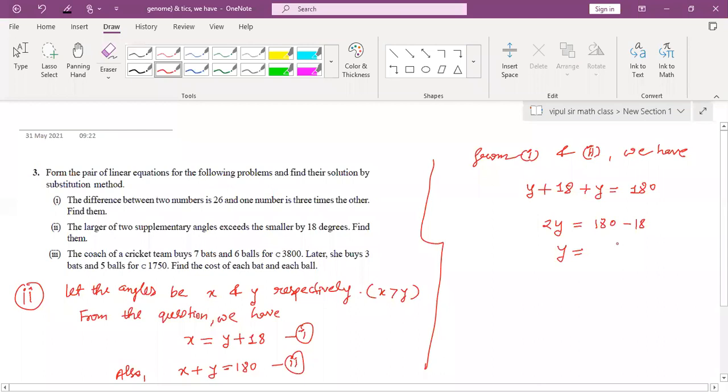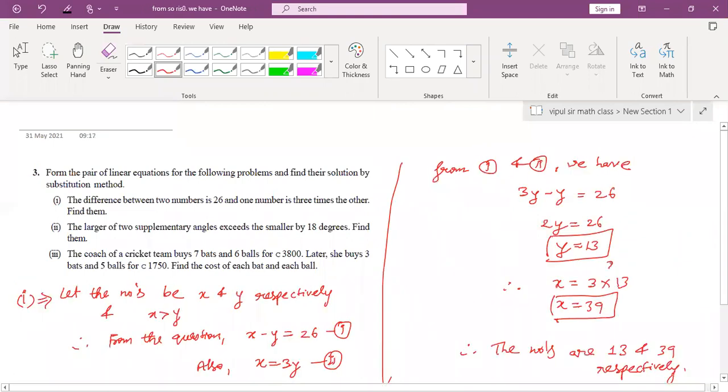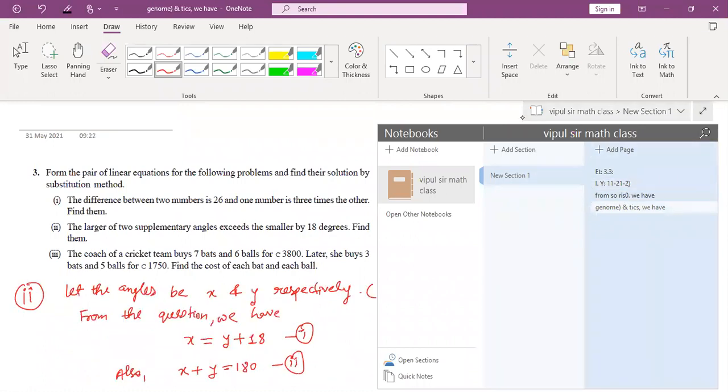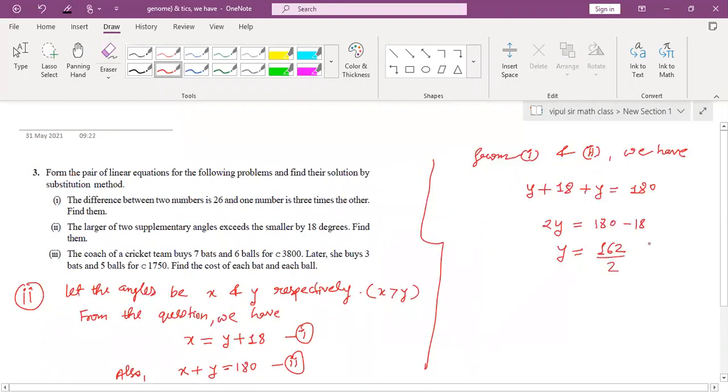So the y is equal to what? 180 minus 18 is how much? 0 minus 8 is 2, and here 7 minus 1 is 6, it is 162. Therefore 162 divided by 2. 162 divided by 2 is how much? 81. Yes, 81. Therefore the second angle y is 81 degrees, and therefore x is how much?